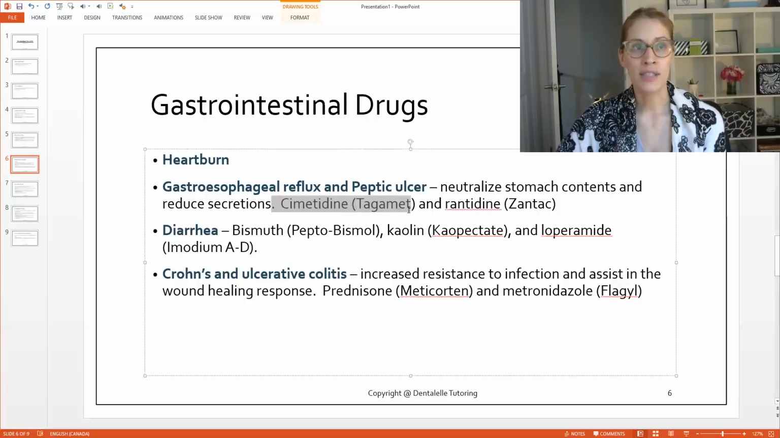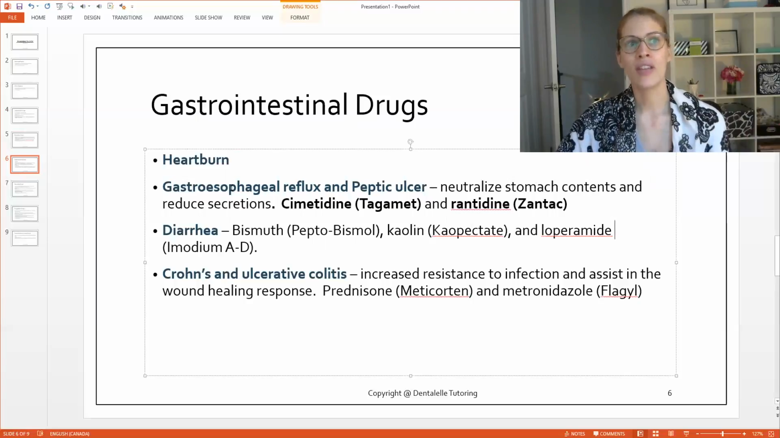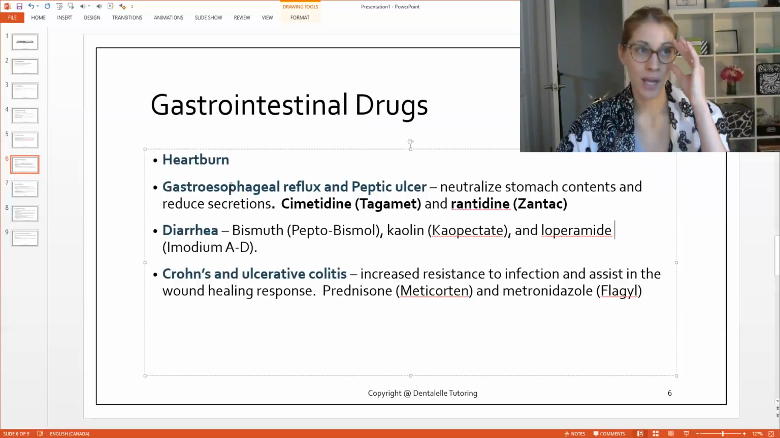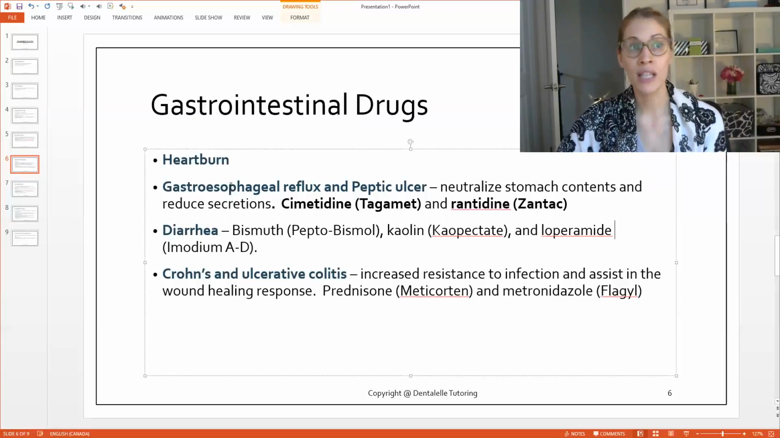Again, here are the different types of medications. I'm not going to try to pronounce them for you because I will do a horrible job. But these ones help to neutralize stomach contents and reduce secretions, okay? But then on the other side of things, if the patient's having trouble with diarrhea, these are the different types of meds that they will likely be on.